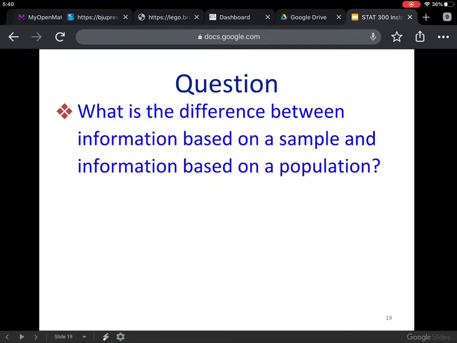Here's a question for you guys to think about. What is the difference between information based on a sample and information based on a population? Pause the video and think about it. No, I'm serious. Pause the video and think about it. Come on, you guys. Pause the video and think about it.